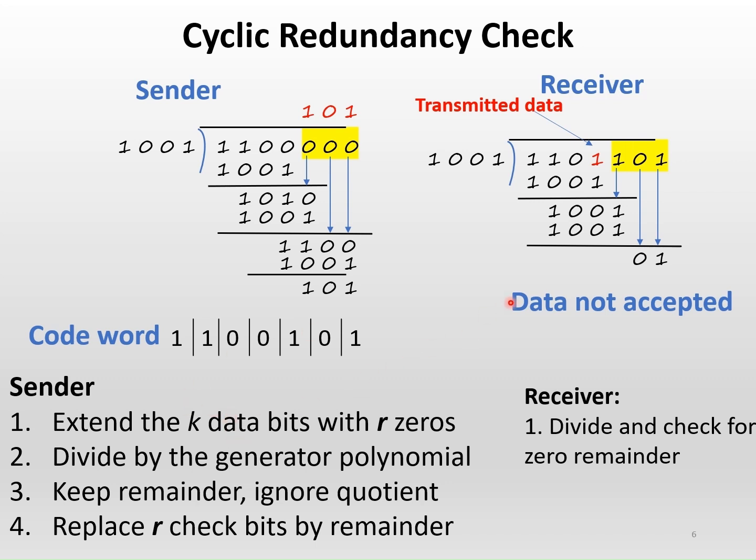So here you can see the code word generated on the sender side, but when the data got transmitted it got corrupted. The 4th bit here was 0, here it became 1. So when the receiver is dividing this code word, it is getting a remainder 0, 1. In this case, because the remainder is not 0, the receiver knows that the data is corrupt and this data will not be accepted. So this is the procedure.